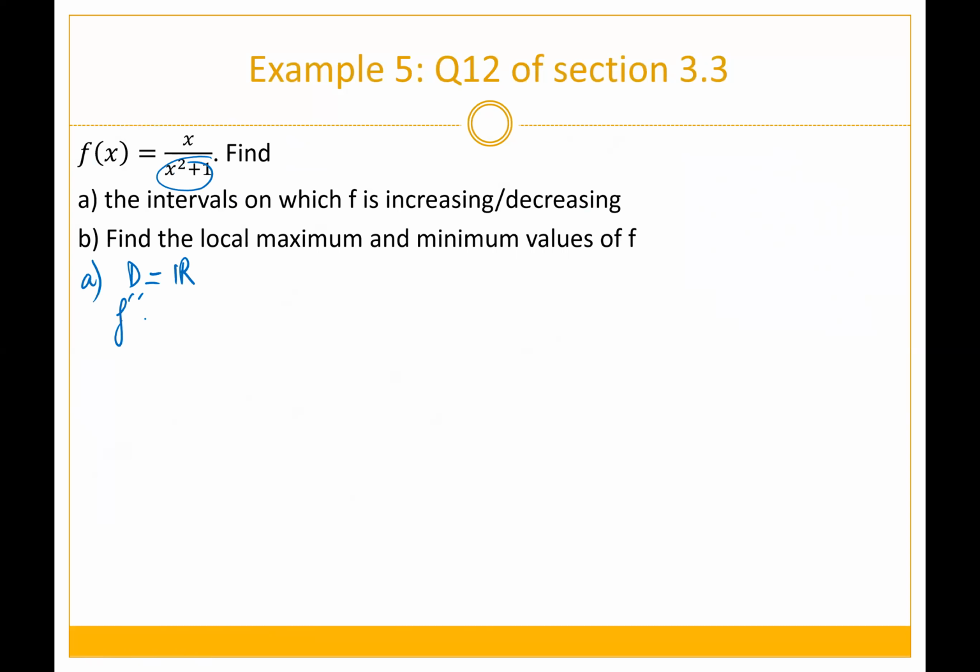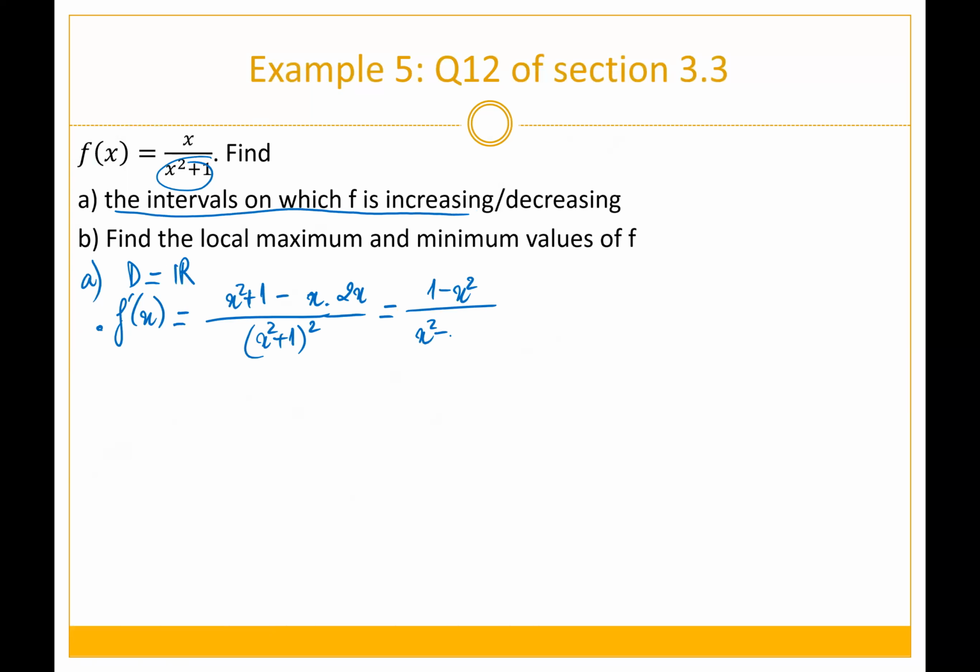And you're going to have the first derivative. The first question is asking us to find the intervals of increasing and decreasing. To do that, the thing we need is the first derivative function. So you're going to take the derivative of this, which is going to give us x squared plus 1, squared in the denominator. I'm going to have x squared plus 1 minus x multiplied by 2x, which is going to give me 1 minus x squared, divided by x squared plus 1, squared.